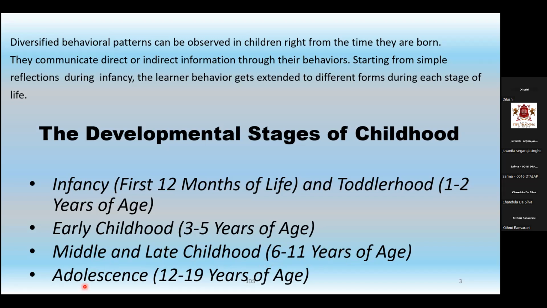And then the adolescents from grade 6 onwards, 6 to 13, fall into the last category, the adolescence category. Right? So when considering the learner behavior, we need to focus our attention more towards these two categories, since we will be directly dealing with them, middle and late childhood as well as adolescence. Right? But you should definitely understand the different developmental stages of childhood.